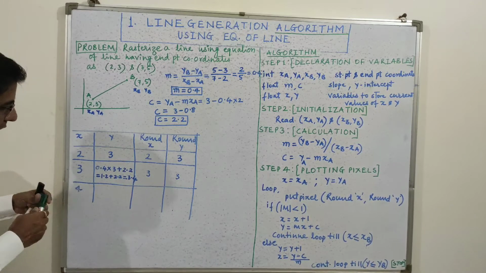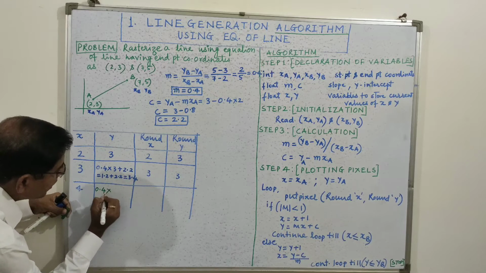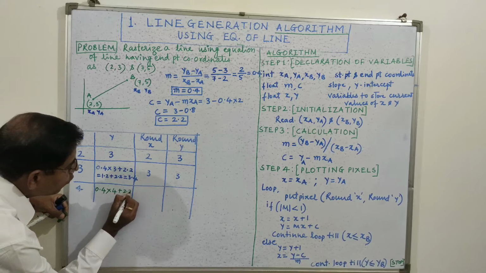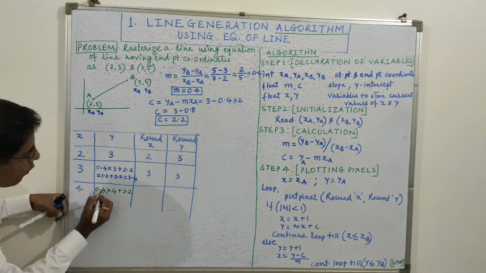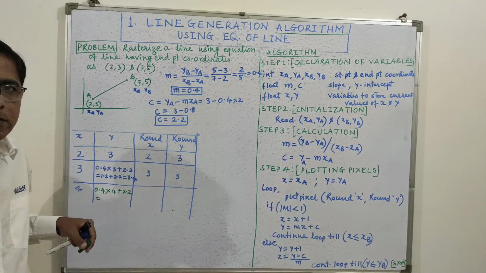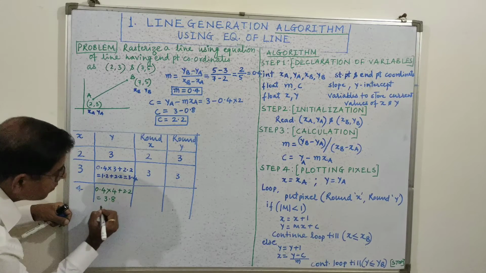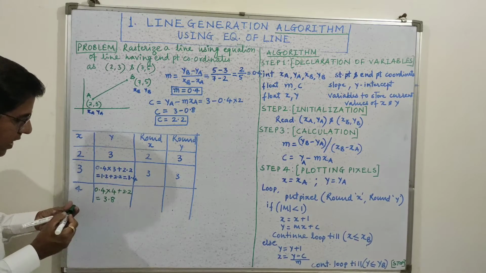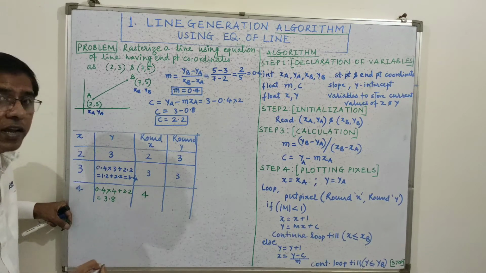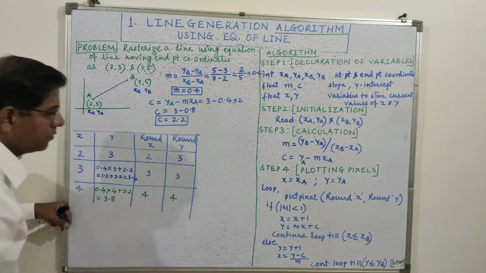Then calculate the value of y here. It is m, 0.4, multiplied by 4, plus 2.2. So this becomes 1.6 plus 2.2, which becomes 3.8. So this 4 is rounded as 4, and 3.8 is rounded as 4.